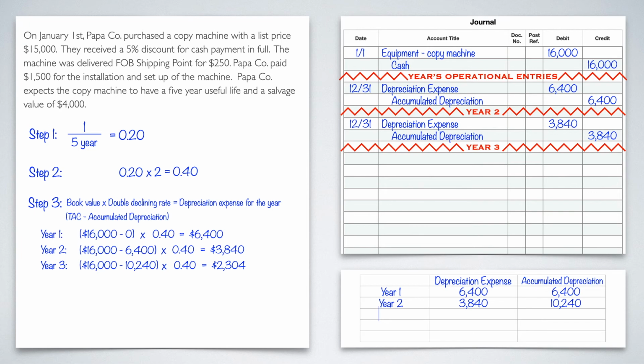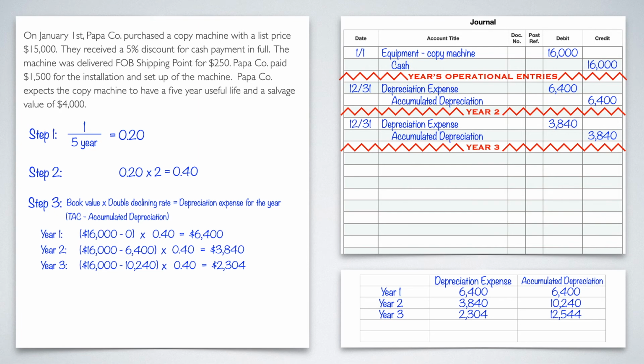Put that in my table, 2,304. Add that to the existing 10,240. That'll give me 12,544. Notice, nowhere on here have we done any kind of calculation for depreciable base. This method does not start with cost minus salvage value. But we need to have that in the back of our minds. It's still going to be there.